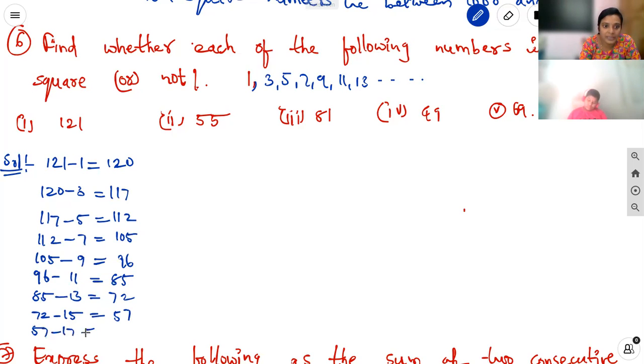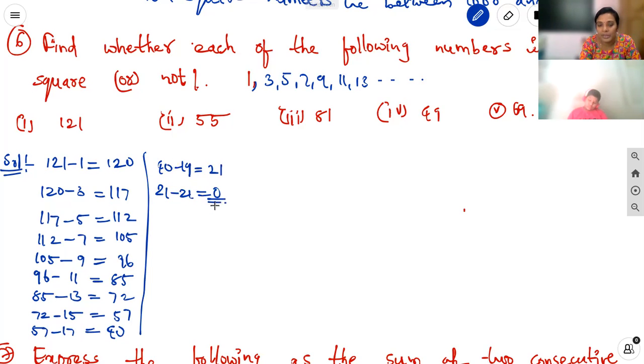57 minus 17 is 40. 40 minus 19 is 21. 21 minus 21 is 0. Therefore, 121 is a perfect square. That is equal to 11 squared.